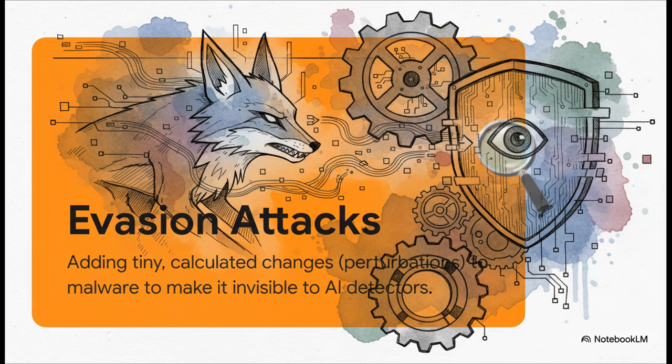An attacker takes their malware and just adds these tiny, almost imperceptible changes, the experts call them perturbations, that are basically invisible to the AI detector. Now, these little changes don't stop the malware from being malicious, but they're just enough to fool the AI. The threat is still there, it's just wearing an invisibility cloak.